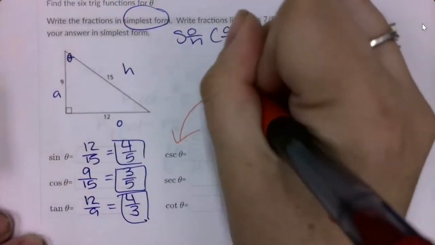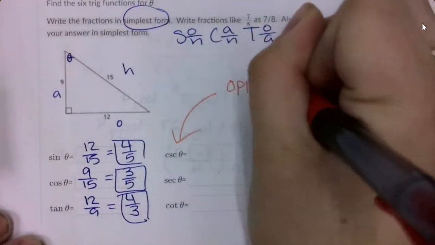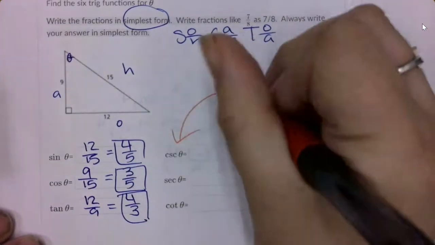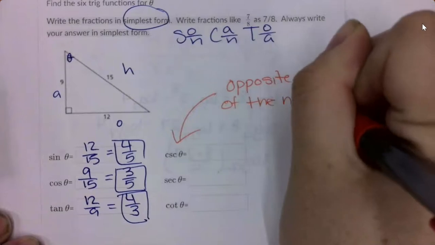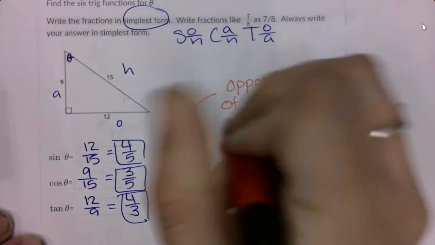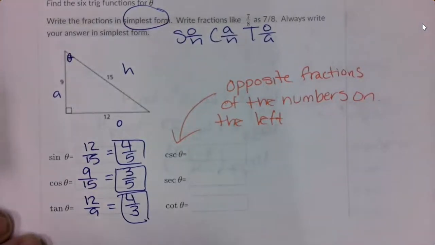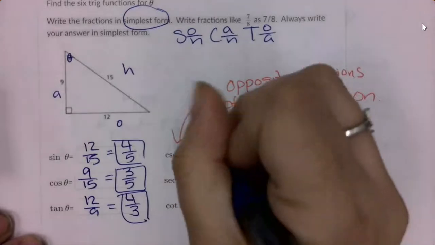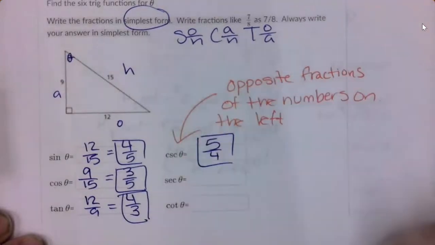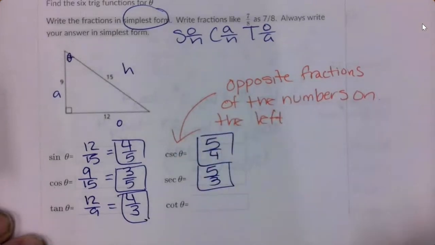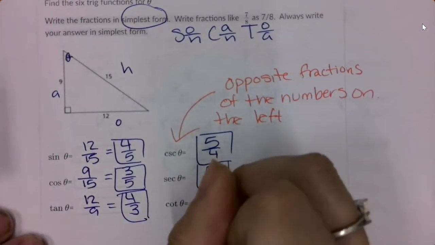Over here on the second column, these are opposite fractions of the numbers on the left. So what that means is I'm going to take the fraction and flip it. Sine is the opposite fraction of cosecant, so this is 5/4. Secant is the opposite of cosine, so that's 5/3. Cotangent is the opposite of tangent, which gets me 3/4.